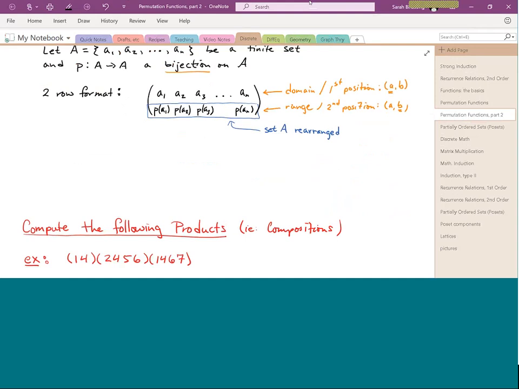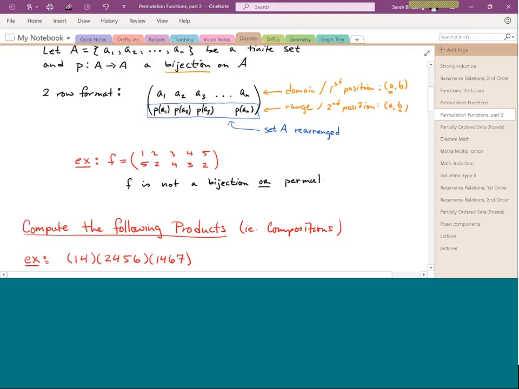So here, for example, suppose you have a 2-column format, so we'll call it F. It's still going to be a function. 1, 2, 3, 4, 5. Maybe you have 2, maybe you have 5, 4, 3, 2. I'm going to claim that this guy, F, is not a bijection. Or if you prefer, it's not a permutation function. Anybody spot where the issue was?